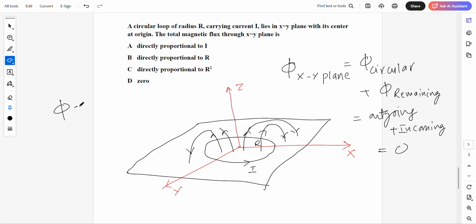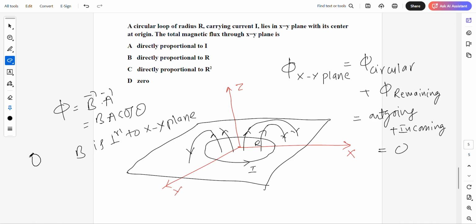Otherwise, you can say that phi is equal to vector B dot vector A, that is equal to BA cos theta. Here, vector B is what? B is perpendicular to the xy plane. Therefore here theta is equal to 90 degree. If theta is equal to 90 degree, how about the flux? Flux will be 0. Hope you understood this. You might have enjoyed this topic.